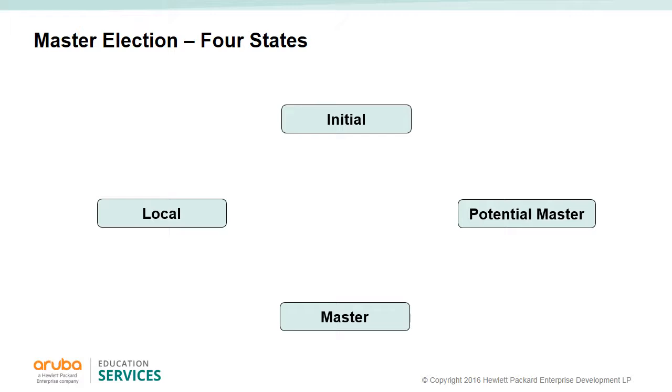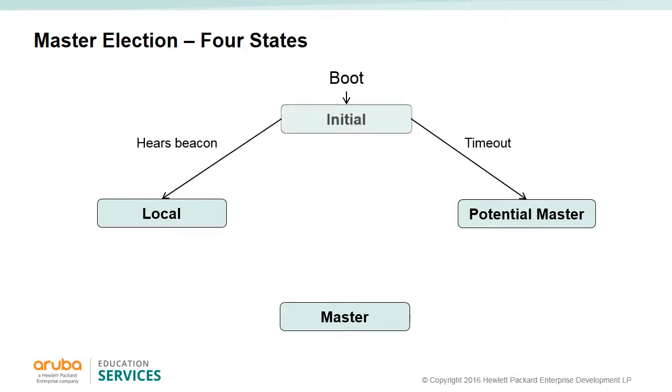IAPs can be in one of four states: initial, local, potential master, and master. An IAP will start in the initial state. It listens for a master beacon. The master sends a master beacon every second. If no beacons are received, the IAP times out and moves to the potential master state.